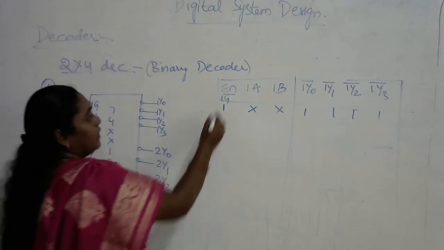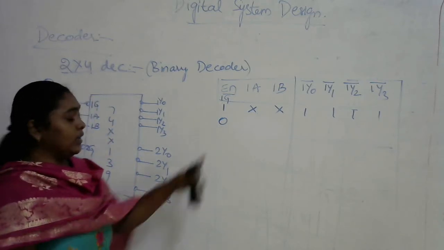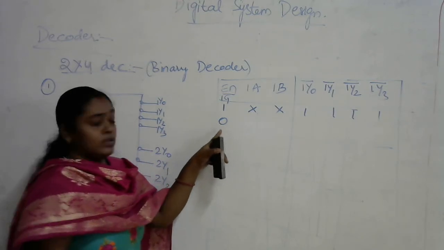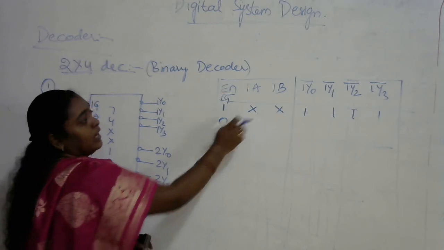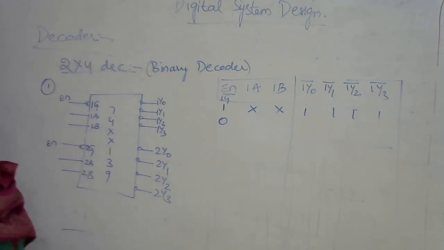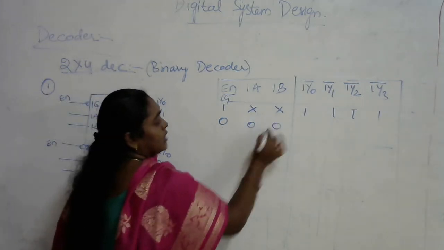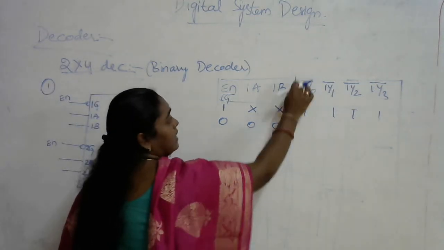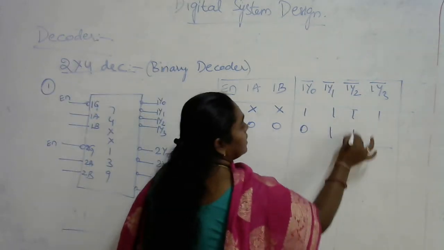Similarly, whenever this enable pin is equivalent to 0, it itself indicates we need the circuit to start its functionality. So whenever this circuit is starting its functionality, depending upon these A and B values, we'll be getting an output. So here if enable is 0, AB values are 0, 0. 0, 0 itself indicates Y naught should be selected. But as it is active low, that itself indicates that Y naught is equivalent to 0 and all the remaining should be equivalent to 1.